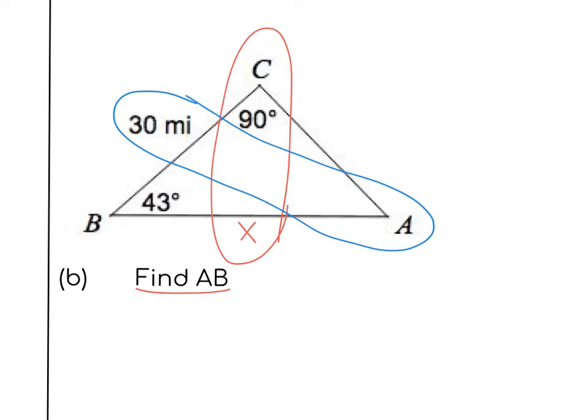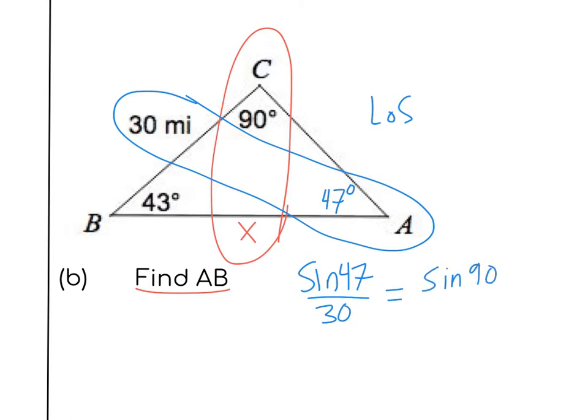So I've got 90 left over, and 43 plus 47 would give me 90 degrees. Okay, so now I have enough stuff. I can use law of sines for this. Here we've got sine of 47 over 30 is equal to sine of 90 over x. All right, sine of 47 over 30, I'm just going to do that as a decimal, and do that a slightly different way than we did the last one.